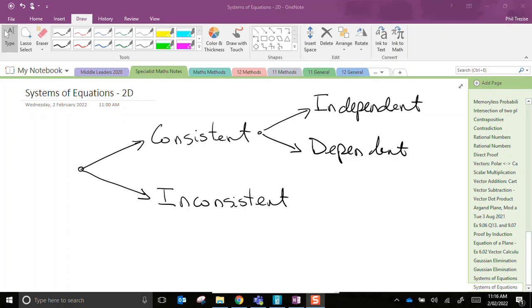If they're consistent, it means they work. There are solutions. If they're inconsistent, it means they don't work nicely together. There are no solutions. Now, in the case of consistent equations, there could be a unique solution, in which case they are independent, or there could be infinitely many solutions, in which case they are dependent equations. Let's get into some examples and take a look at how this works.